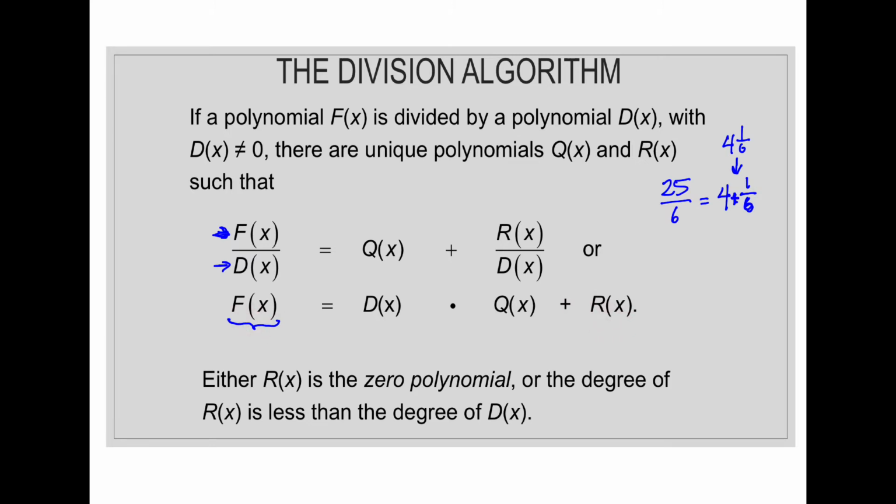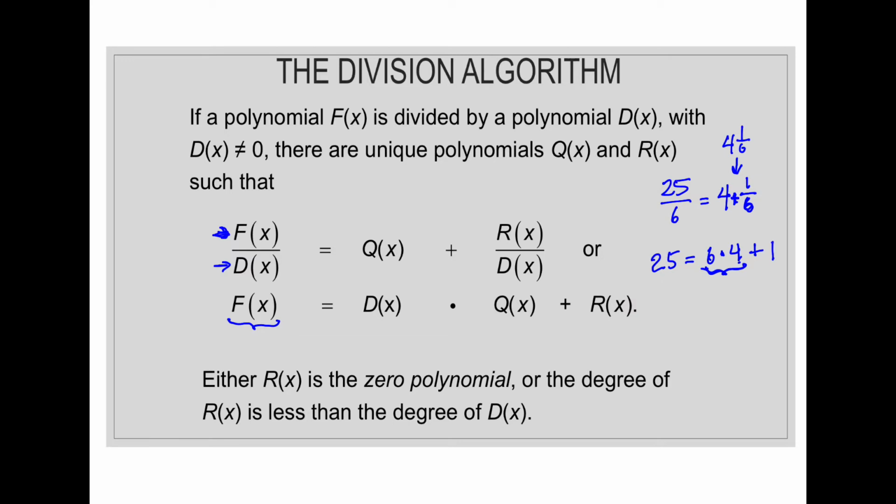We can compare that to real numbers as well. 25 is equal to 6 times 4 plus 1, right? I have the divisor, I have the quotient, the result of that, plus the remainder. So this is another way of writing that relationship. But of course, this is more theoretical.